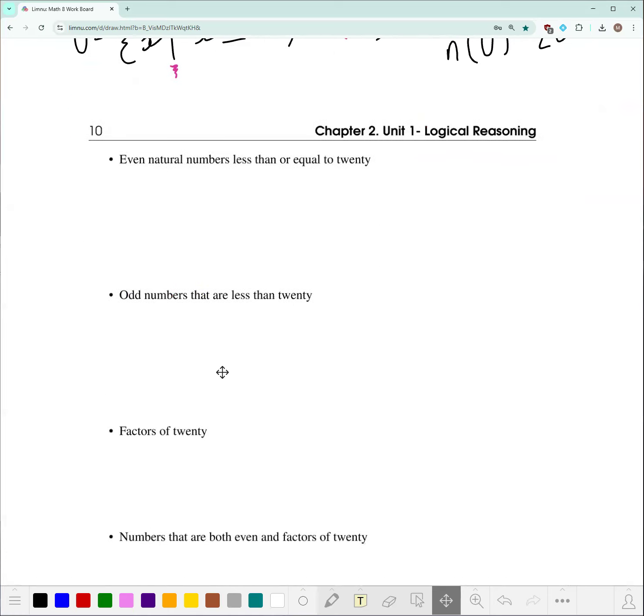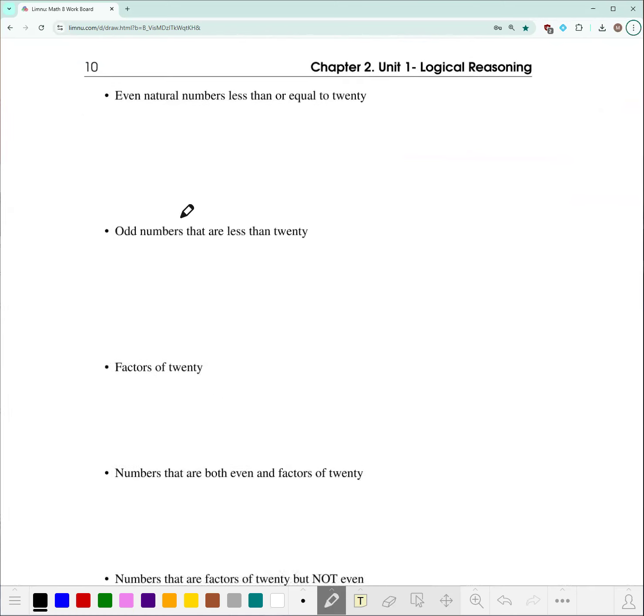All right, even natural numbers less than or equal to 20. You can write these numbers down if you want, but I'm going to save some time and move right into our set builder notation. I'm going to give the set a name. We're going to call it E.